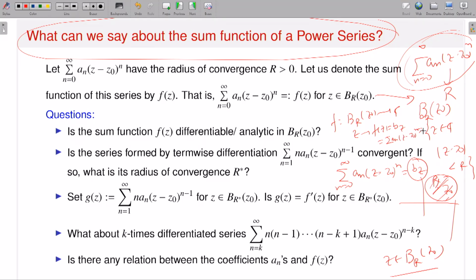So if I have a power series, it will have a sum function, that is the function f on the domain of convergence. If I have a domain of convergence, then I can define the sum function. What can I say about the sum function? This is the sum function.